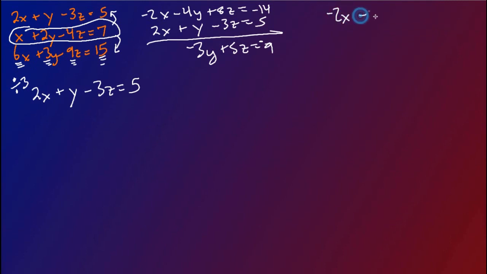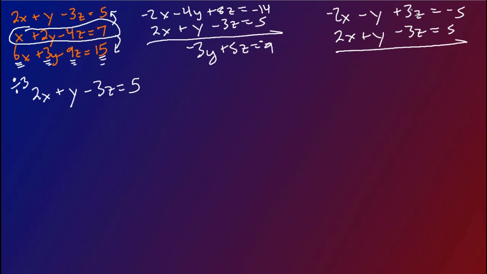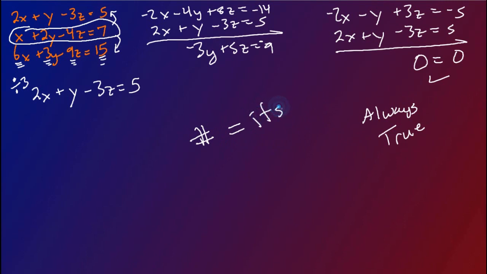So I have -2x minus y plus 3z equals -5, and 2x plus y minus 3z equals 5, and I add down 0, 0, 0, 0. I get 0 equals 0. And this is always true. And when we get an always true, whenever in the process of solving something we get number equals itself, whenever that happens, we have no variables left, we have a situation where we have infinite answers, infinite solutions for that.